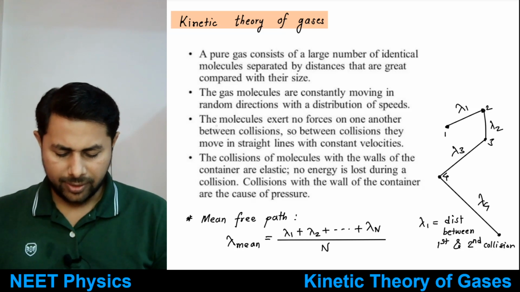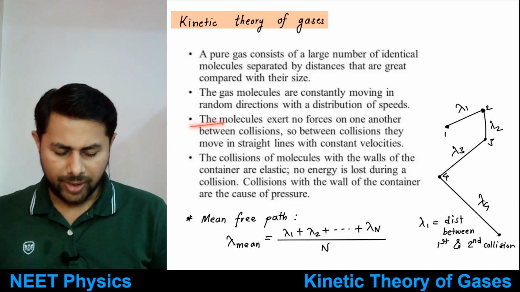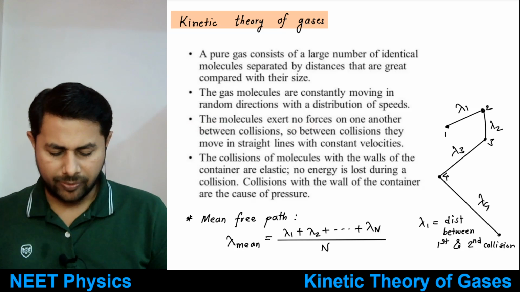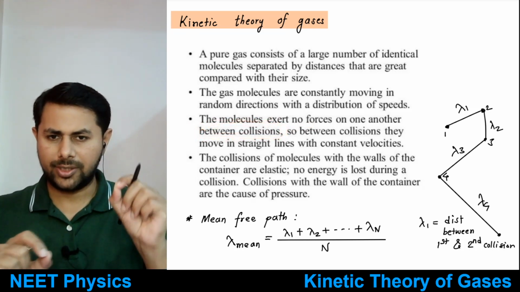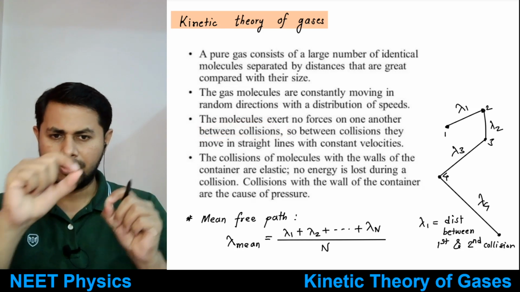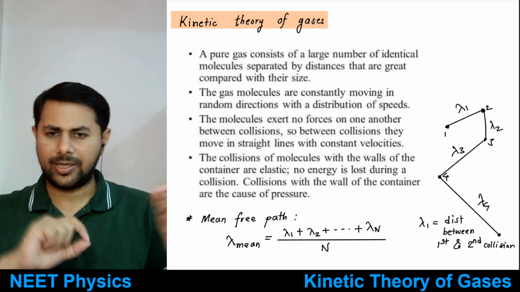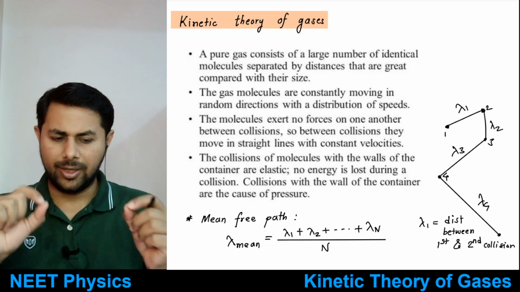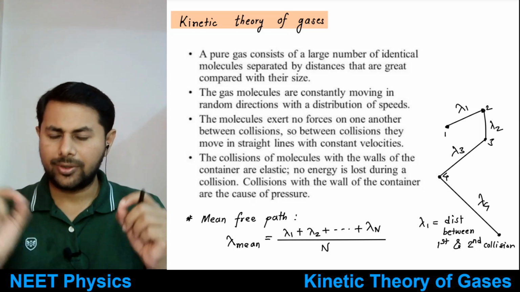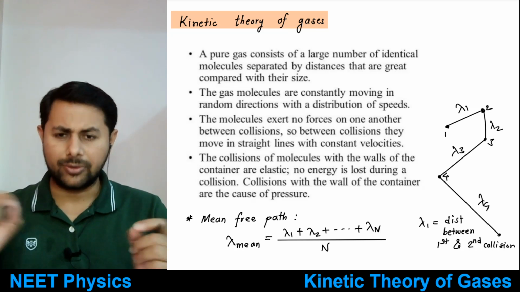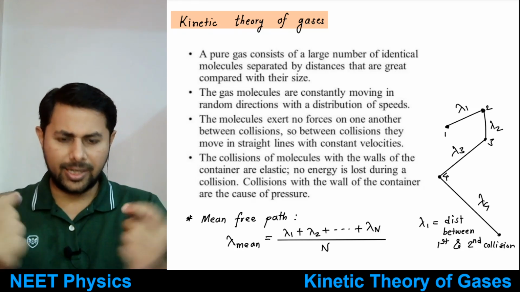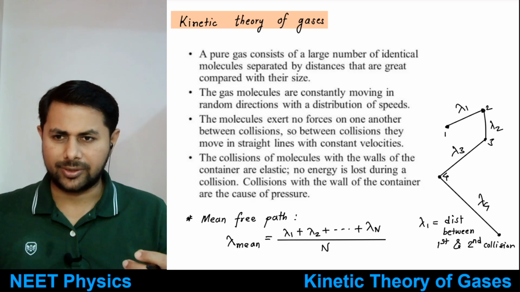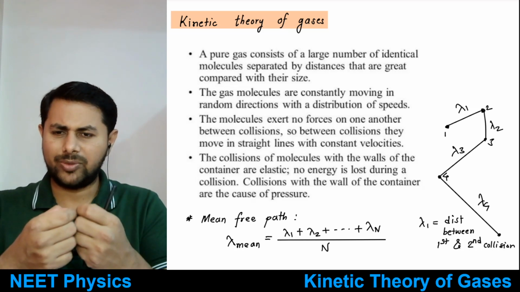Next, the molecules exert no forces on one another between collisions. So suppose a molecule is here, a molecule is here, they are moving like this. Suppose one is moving in this way, another one in the other way. Between the collisions, they don't exert any forces on each other. So we are neglecting any intermolecular forces, because the distance between them is so long.